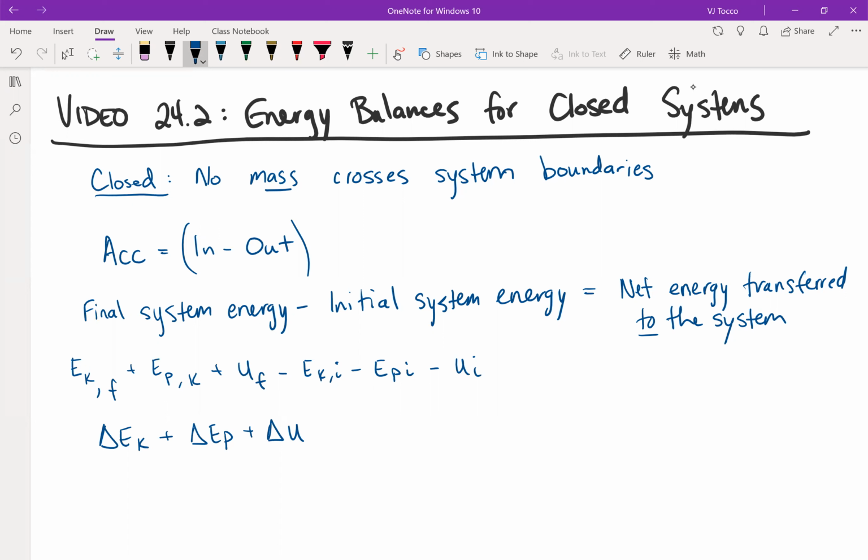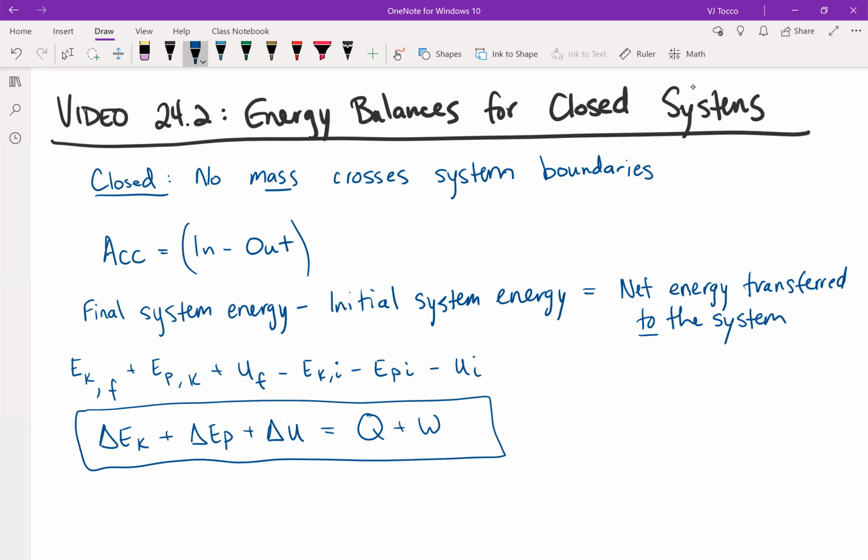These three things summed together are going to be my accumulation. And if I take net energy transferred to the system, then by the two ways that I can transfer energy, this is going to be the sum of my Q and W terms. And just like that, it was easier than I had even anticipated. This is my general form of the closed system energy balance.